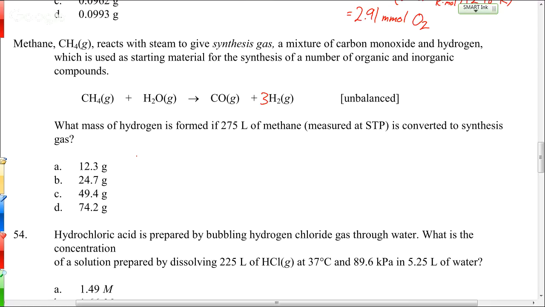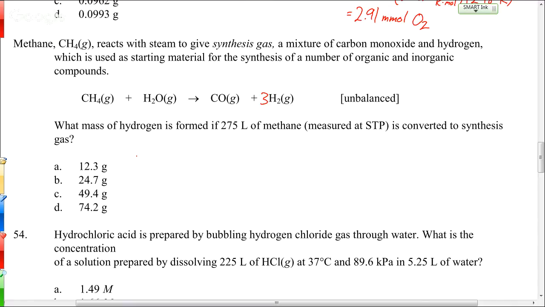So if you're given 275 liters of methane, how do you convert that to moles? How do you figure out moles? You can do the equation. We're at STP, so we divide by 22.4. What if we weren't at STP? How would you do it?